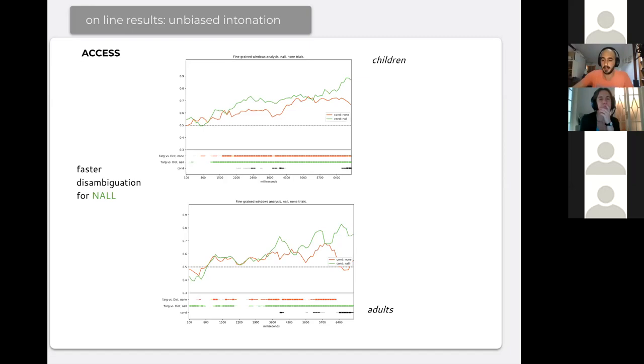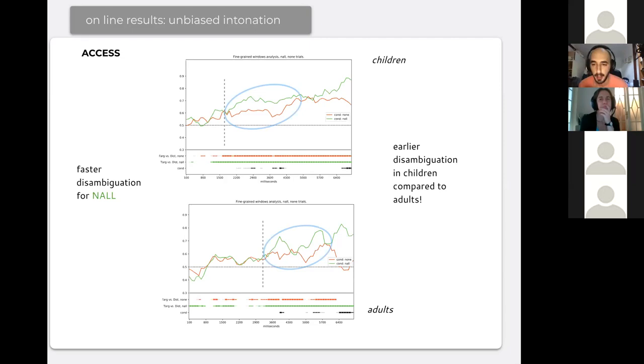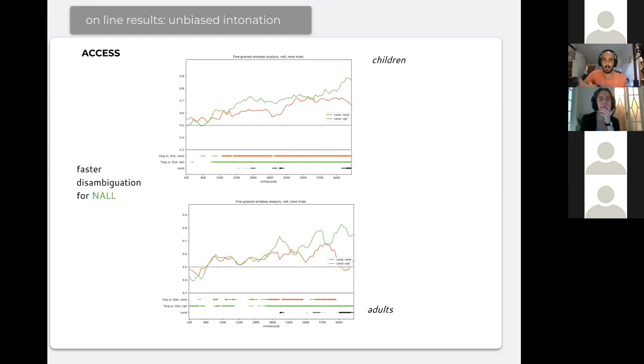But very strikingly, you see that children were like 2 seconds faster than adults. So what's going on here? Early disambiguation in children, which is usually the opposite of what you usually find. And we interpreted this data by saying that, for some reason, children were less annoyed, less disturbed by this strange unbiased intonation, whereas adults were more picky about the intonation of the sentence. So this unbiased intonation in a way interfered with their sentence understanding process.